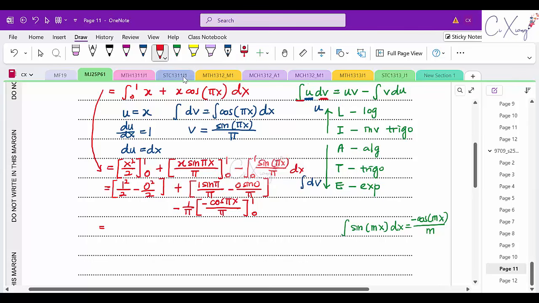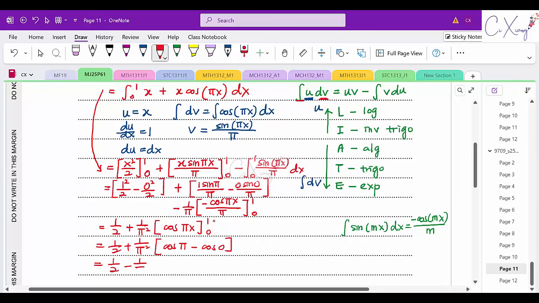Then now we slowly simplify our answer here. This one, I will have half only. This term, sine pi is a 0. 0 multiplied by anything is also 0. There's nothing here. Then for this part now, I take out all the constants. So I have 1 over pi squared, positive. I want to substitute 0 and 1 into my cos pi x. Cos pi x, substitute 1, you'll have cos pi. Substitute 0, you'll have cos 0.